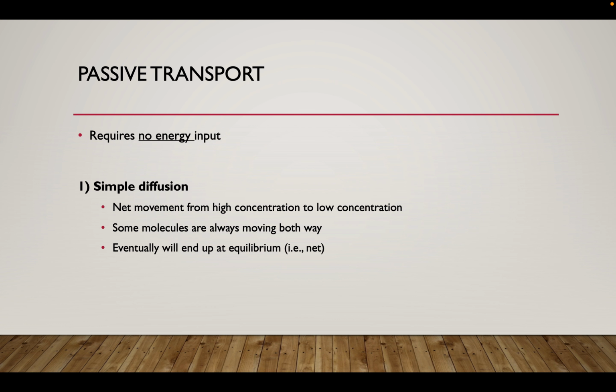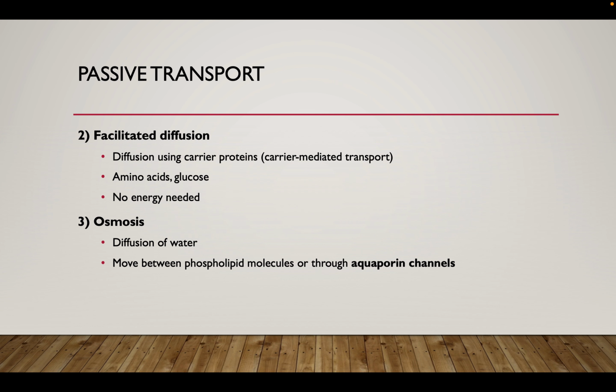So we end up at a state of homeostasis and a state of equilibrium. If you're talking about two sides of a cell, the extracellular space and the intracellular space, they will always end up at equilibrium. Okay, so that's simple diffusion. No proteins required, no energy required. Now, we can have facilitated diffusion. It's still passive, it still does not require energy, but now we have to use a protein to help us.